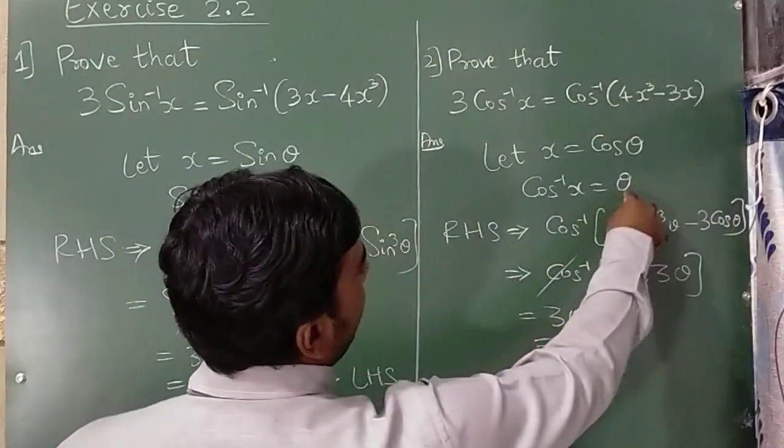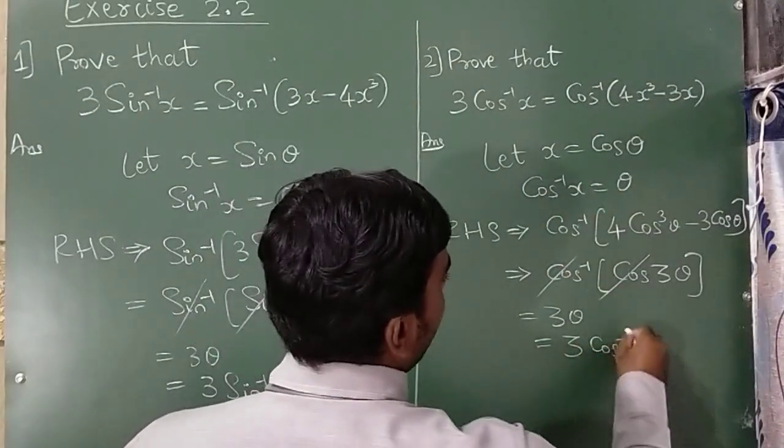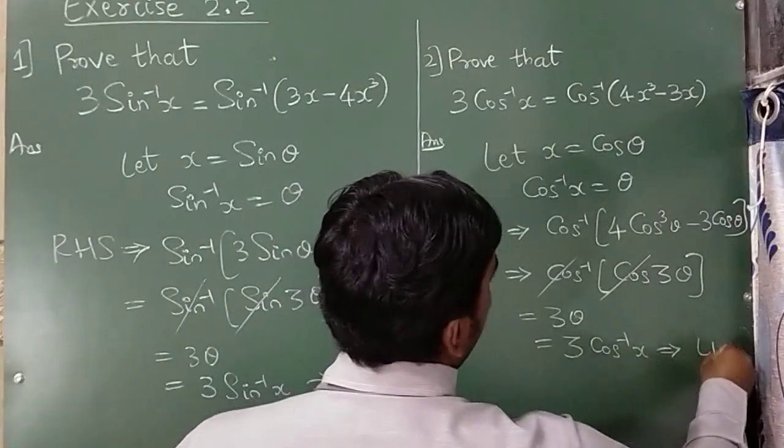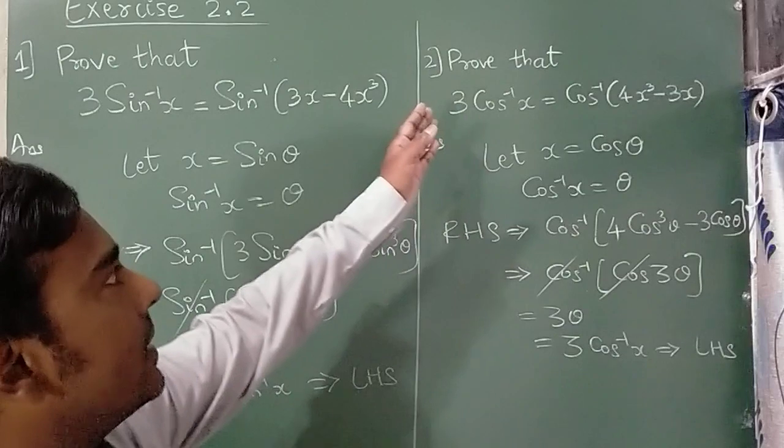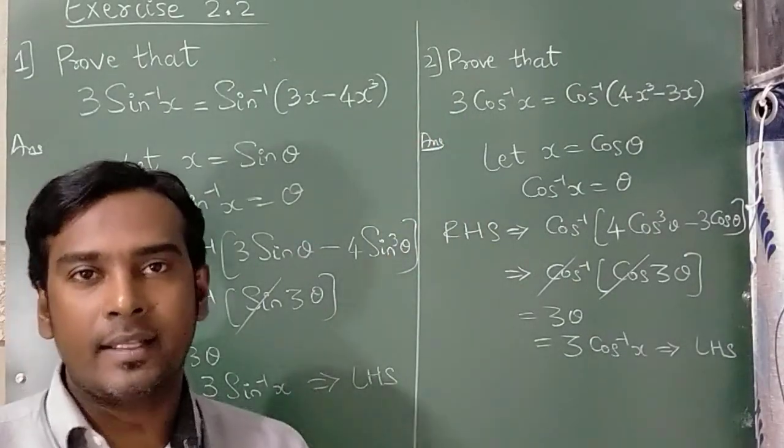So what is theta here? It is cos inverse of x. Now that is nothing but LHS. So RHS is equal to LHS, hence it is proved. So let's move on to the next sum.